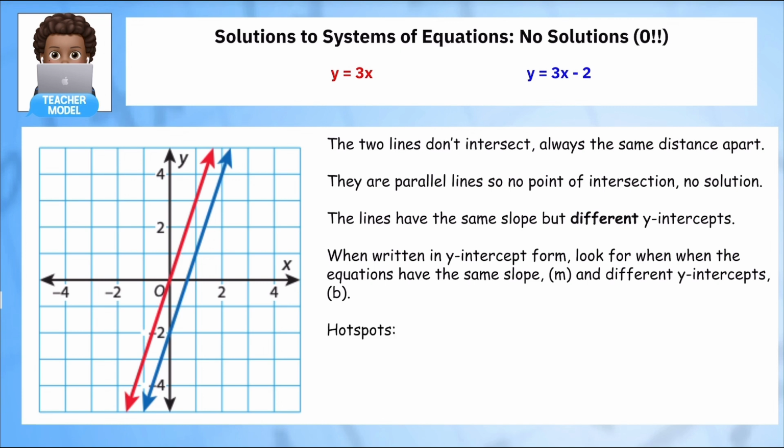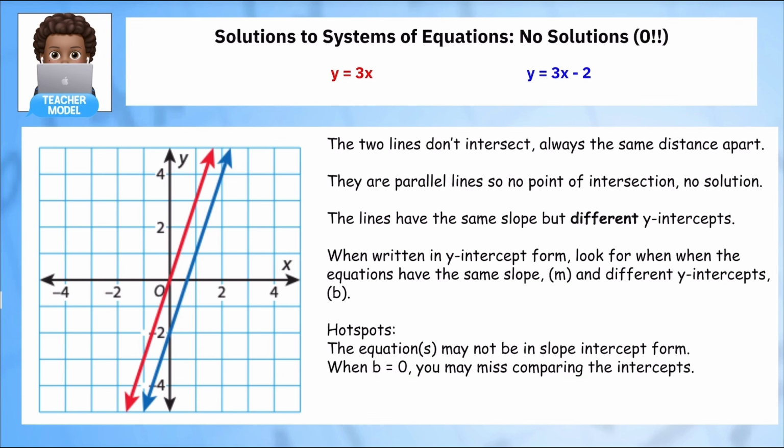So here are some hotspots. First one, you might, again, have an equation that's not in y-intercept form. We know how to deal with that. You may not have a b in the equation. Like, look, we have y equals 3x. So sometimes you may miss comparing the intercepts. So don't forget, you can just add a +0 and now you can compare the intercepts after the slope.